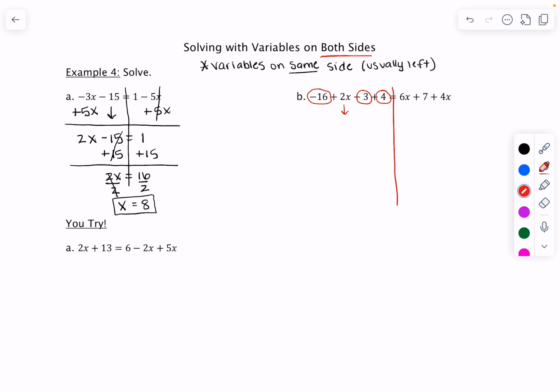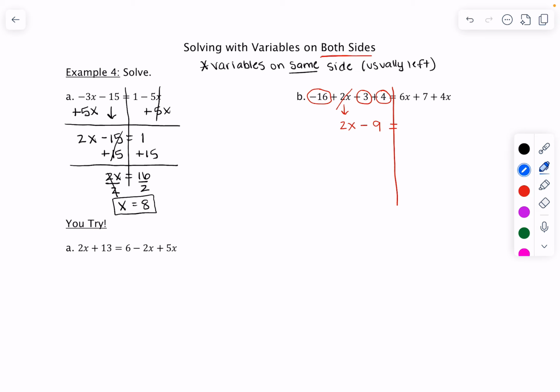The 2x has nothing with it, so I'm just going to bring him down. So he's done. I like to cross things off when I'm done with them. It helps me keep track of what I used and what I haven't used. Then I'm going to add these whole numbers together, these constants. -16 plus 3 plus 4 gives me -9. And you can use your calculator to double check that mental math.